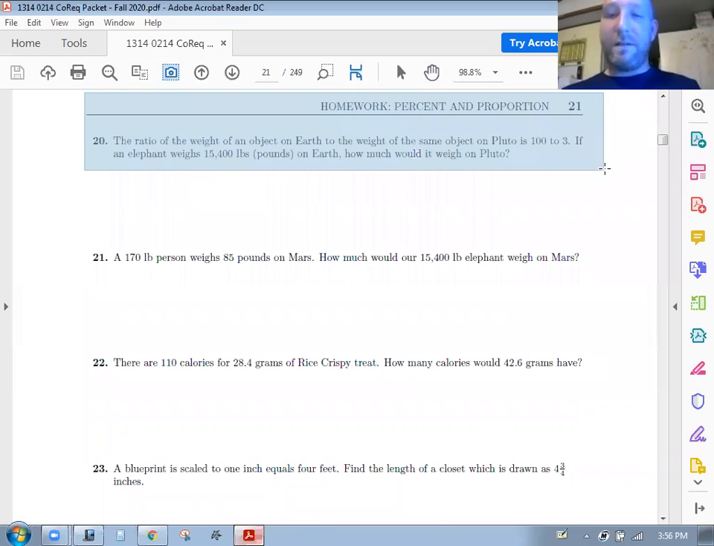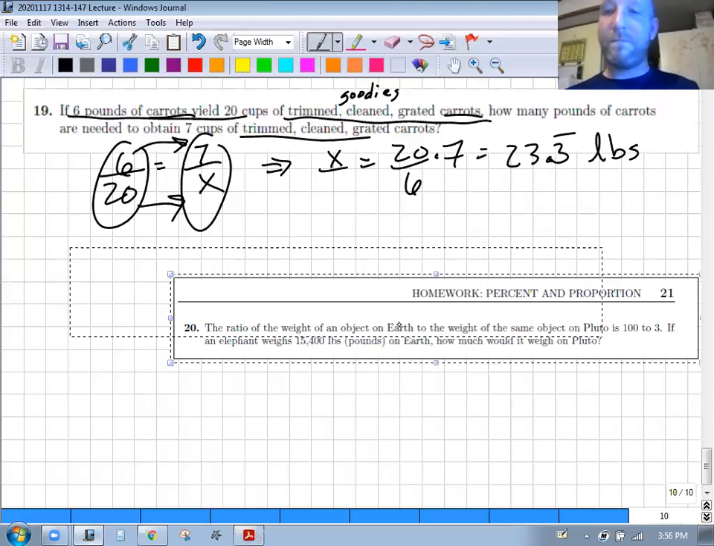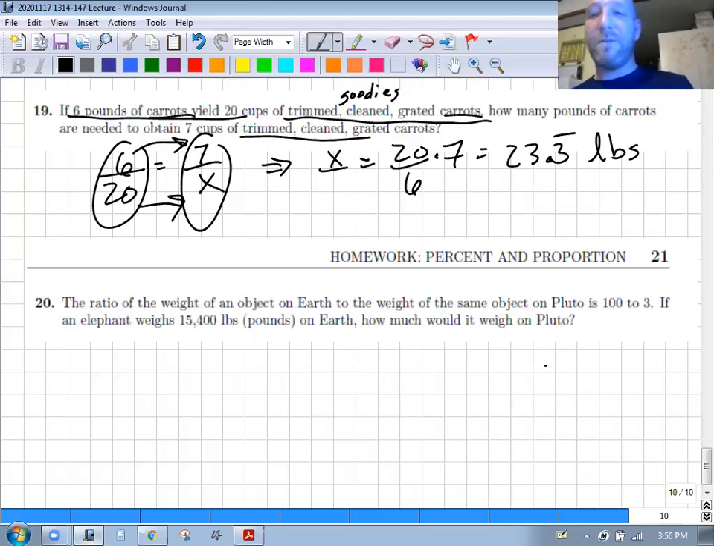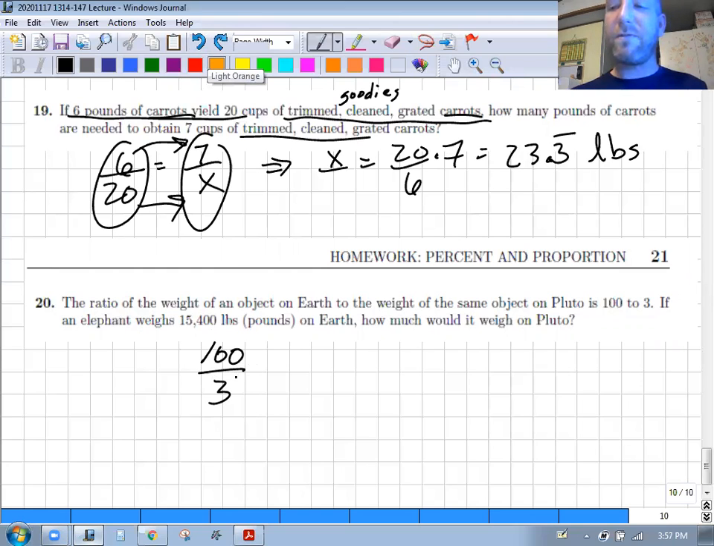All right, number 20. The ratio of the weight of an object on Earth to the weight of the same object on Pluto is 100 to 3. So 100 pounds on Earth is 3 pounds on Pluto. It's because Pluto is much, much smaller, so it doesn't have the same gravitational force. Since it's so small, stuff isn't pulled towards the planet as hard. So what would have 100 pounds of force downwards on Earth would only have 3 pounds of force going downward on Pluto.